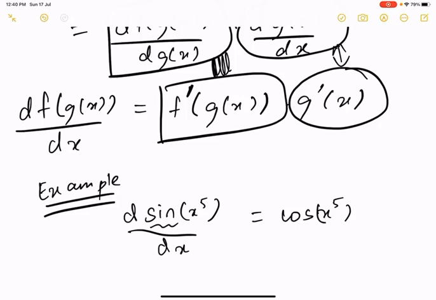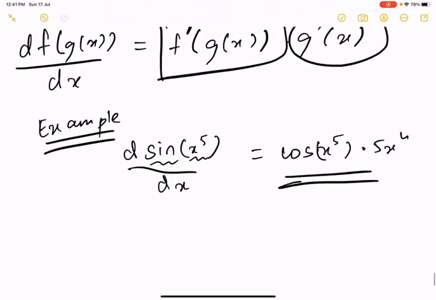Now can I stop here? No, I cannot stop, because I have to find the derivative of x raised to 5 multiplied by the derivative of x raised to 5. That is 5 times x raised to 4, power rule. So keep on differentiating what is inside. So that is the answer.